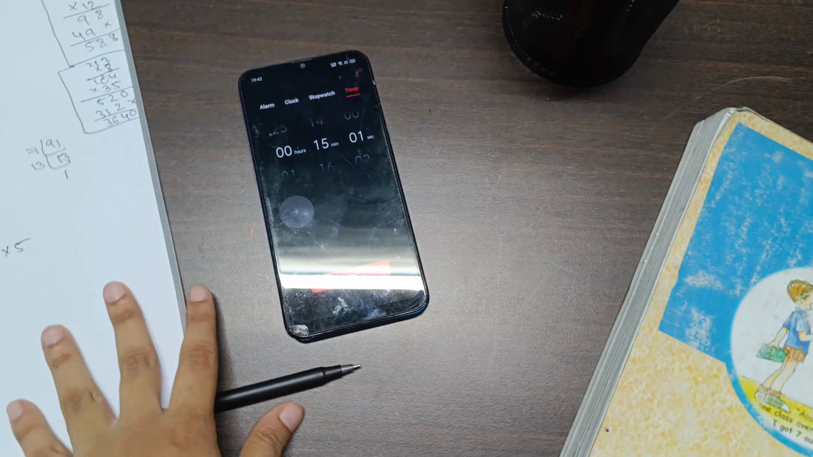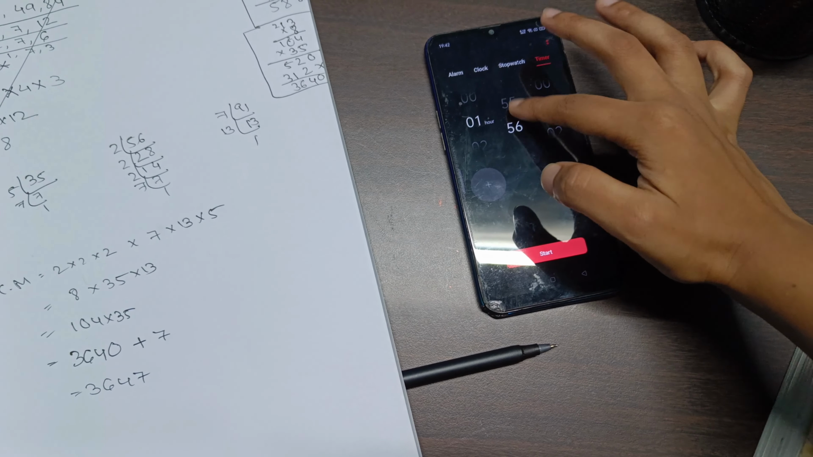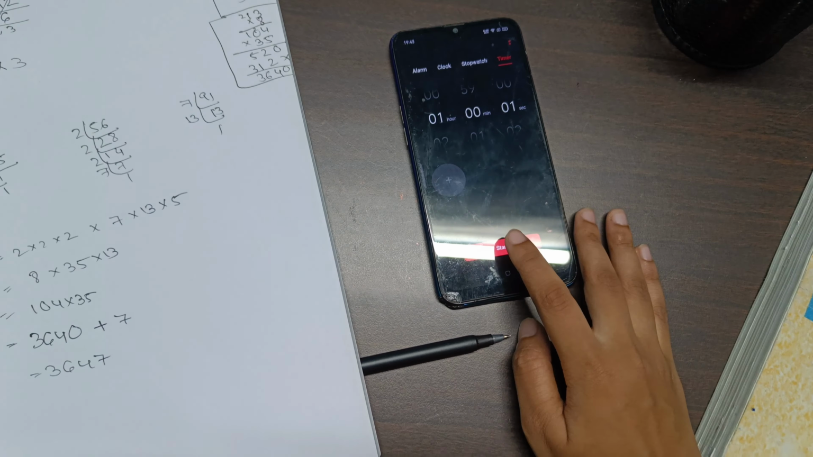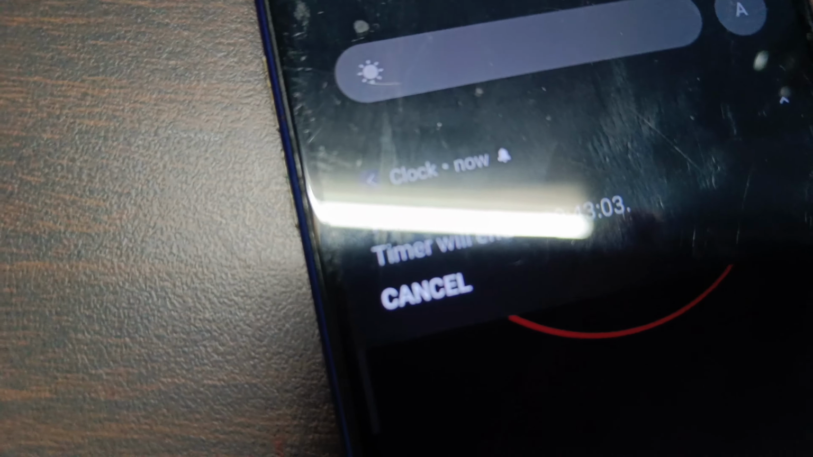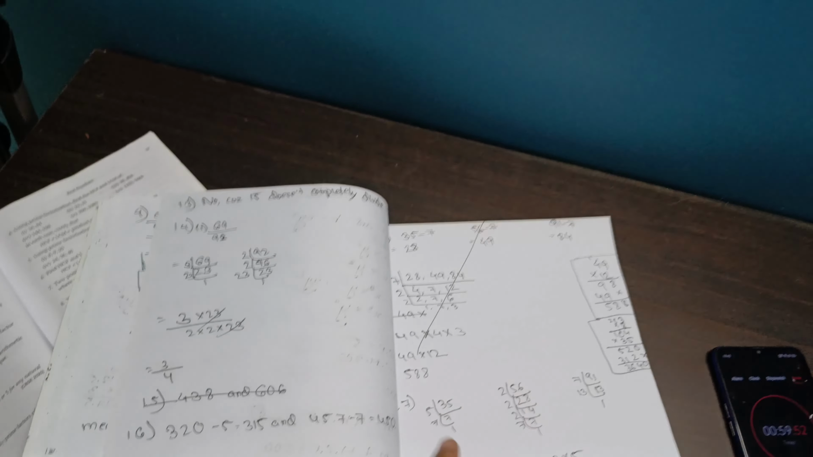So it is currently 7:42 and I'm done with my 15 minutes break. Now let's put on a timer of 1 hour again. Okay. And this timer will end in 8:43. So yeah, let's start off with the rest of the questions.